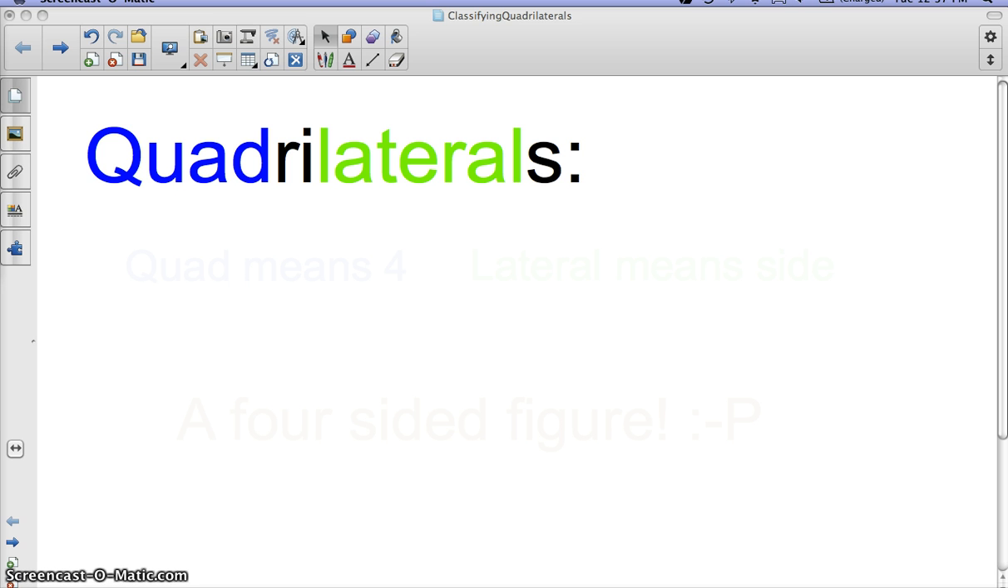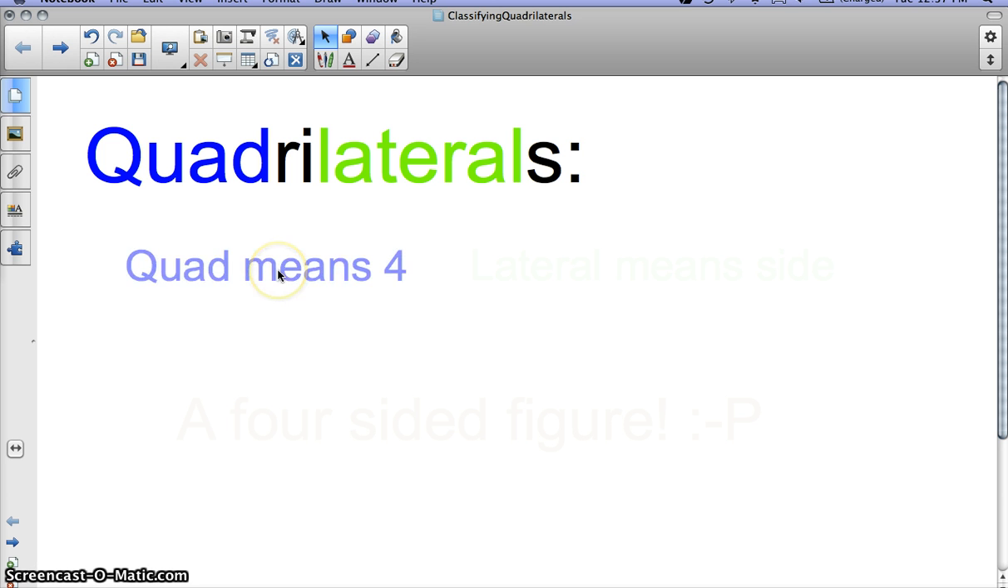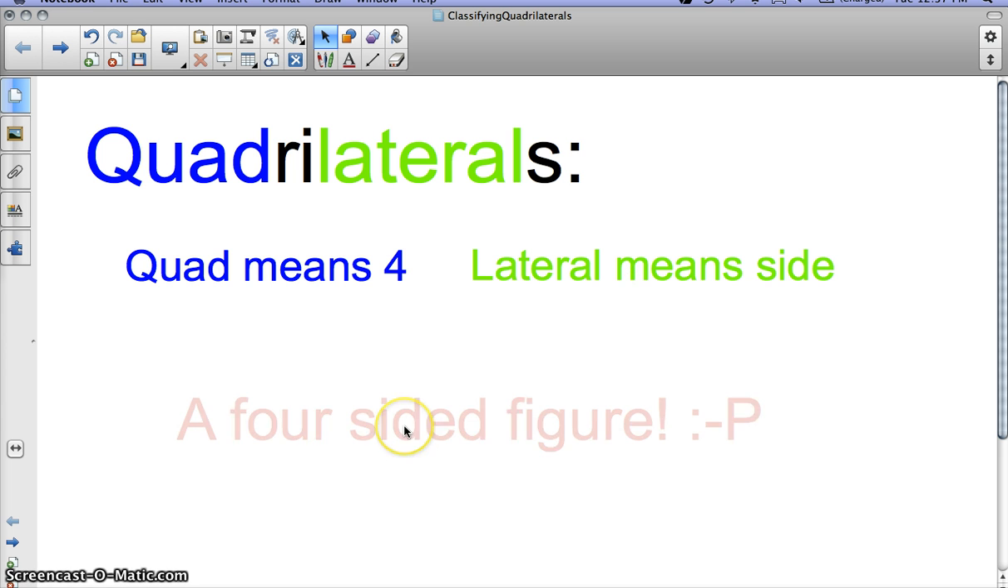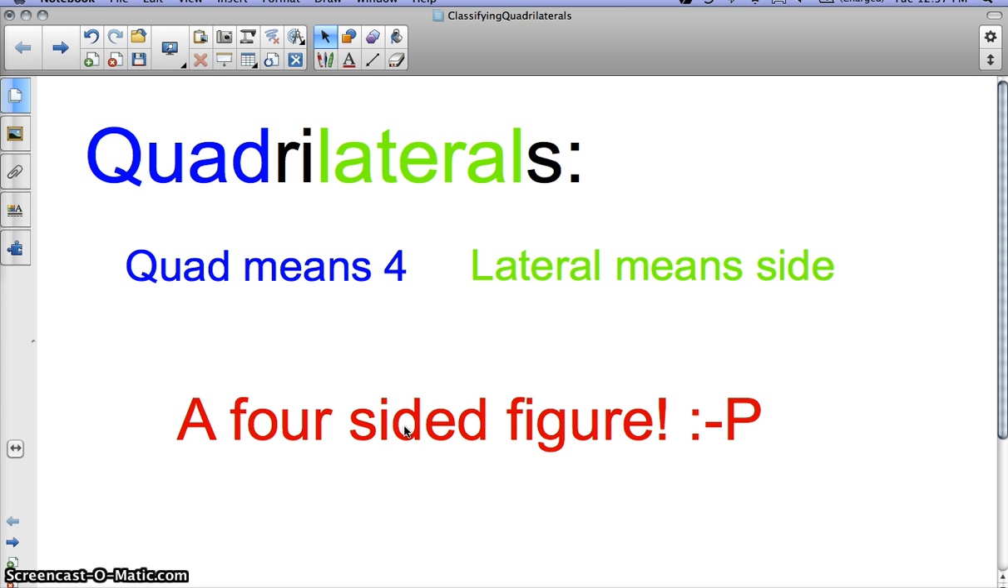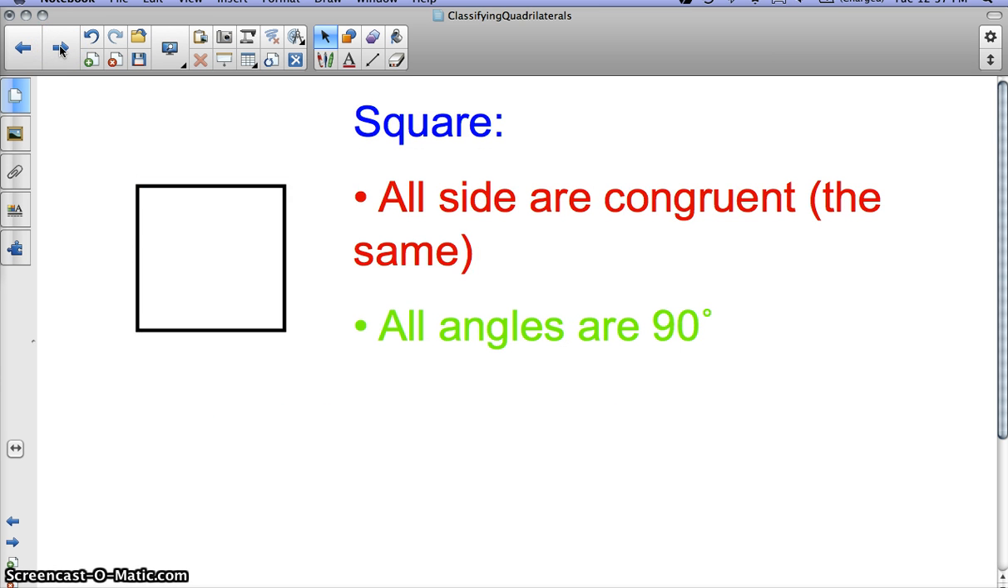So let's break it down. Quadrilateral. The word quad means what? It means four. And the word lateral means side. So a quadrilateral is simply a four-sided figure. Right? Plain and simple. Easiest definition. Quadrilateral, any four-sided figure. Alright, let's take a look at a couple of them.